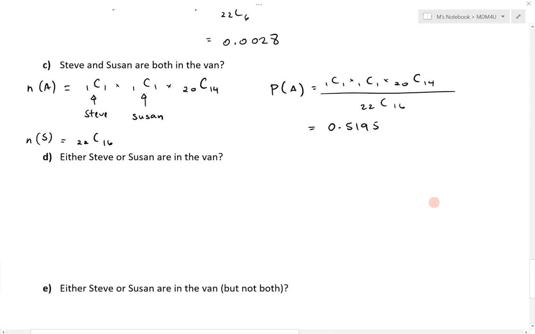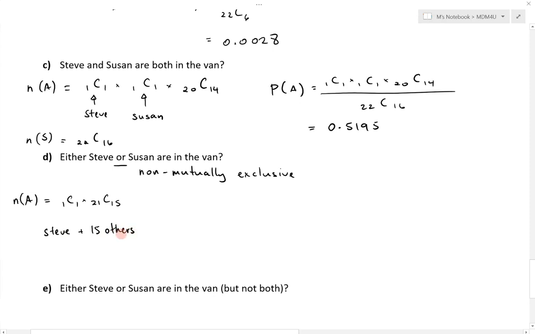What if either Steve or Susan are in the van? Or, so it's non-mutually exclusive. Okay, so you have to count n of A a little bit differently. So what if it's Steve? 1 choose 1 for Steve times 21 choose 15. So you have to have Steve plus 15 more people. Now there's 21. So Steve plus 15 others.